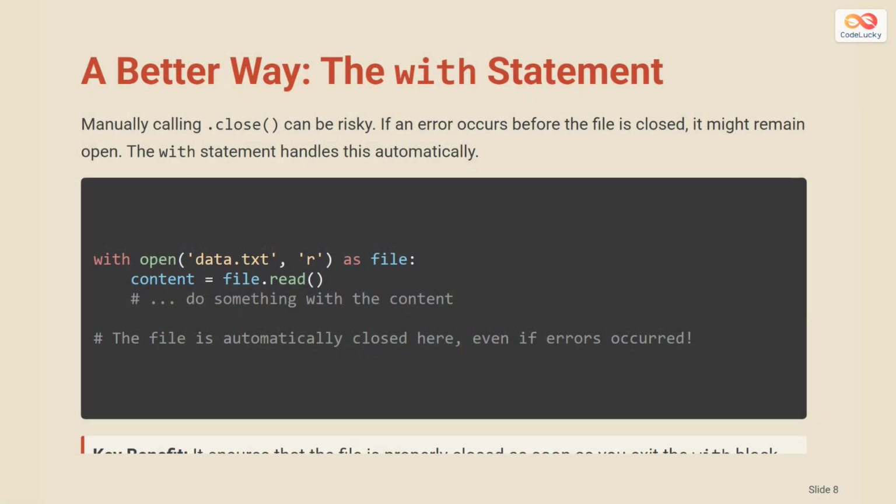A common mistake for beginners is forgetting to close a file after they're done with it. A much safer and more Pythonic way to handle files is by using the with statement. This creates what's called a context manager. When you use with, Python guarantees that the file will be closed automatically once the block of code is finished, even if your program runs into an error. This prevents data corruption and makes your code much cleaner.